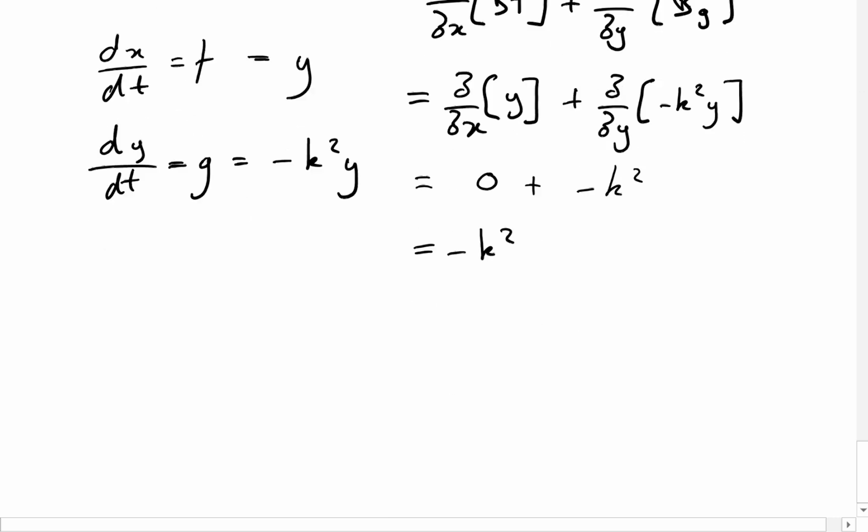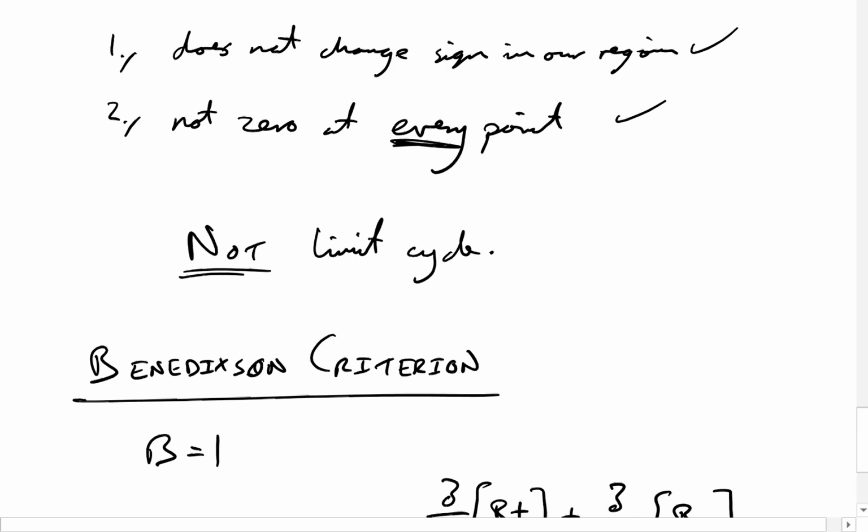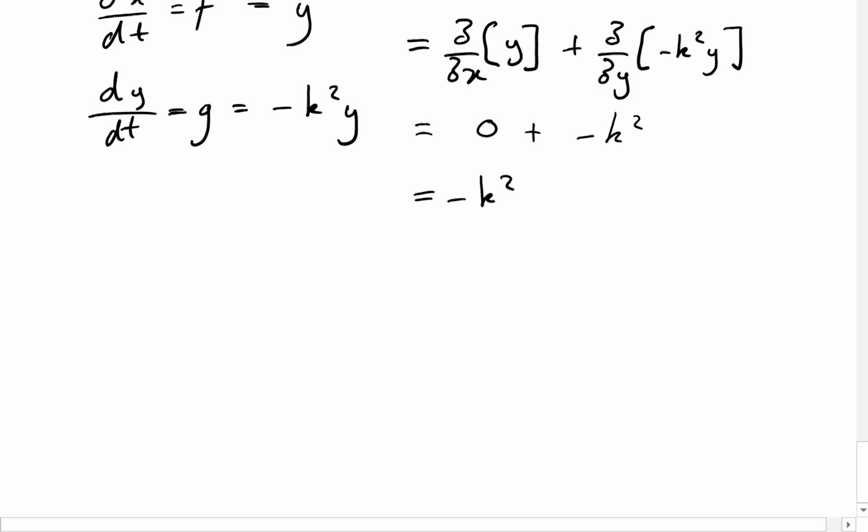Okay, so it's the same criterion as before. It can't change sign, and it mustn't be 0 at every single point. So we need to check this. Well, let's look at k squared. If you take a value and you square it, it's always going to be greater than or equal to 0. Because, of course, k can be equal to 0. If it's 0, you square it, it's still going to be 0. But otherwise, for every other value, it's always going to be some positive number, because you square any number, it's going to become positive.